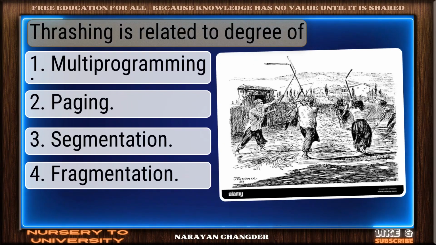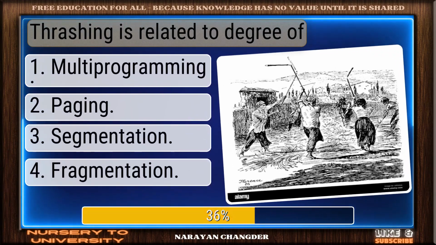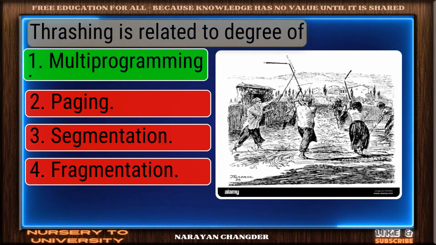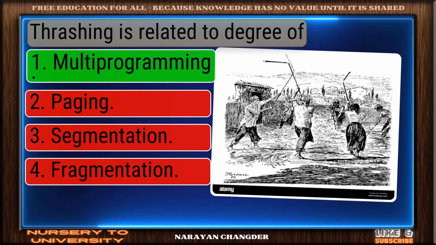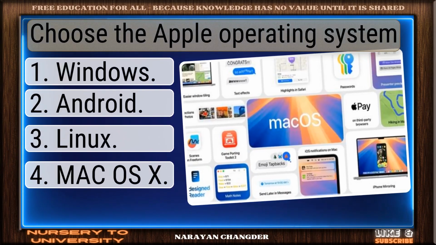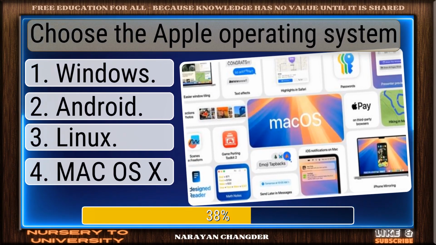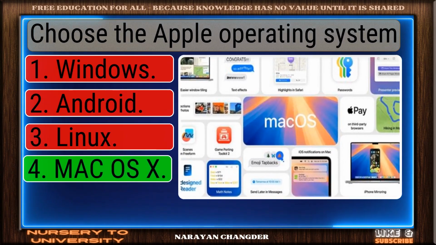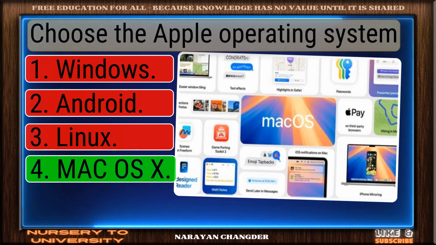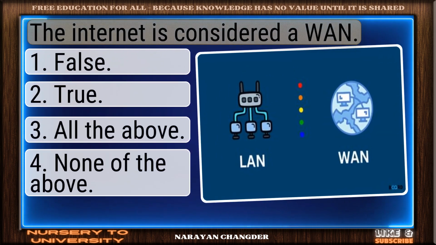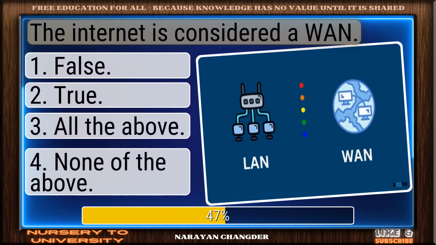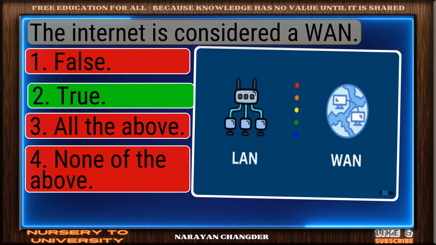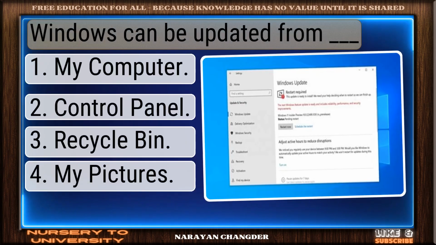Thrashing is related to degree of. On track. Multi-programming is the correct answer. Choose the Apple operating system. Solid response. Mac OS X is a valid choice. The internet is considered a WAN. Strong choice. True is the right answer.